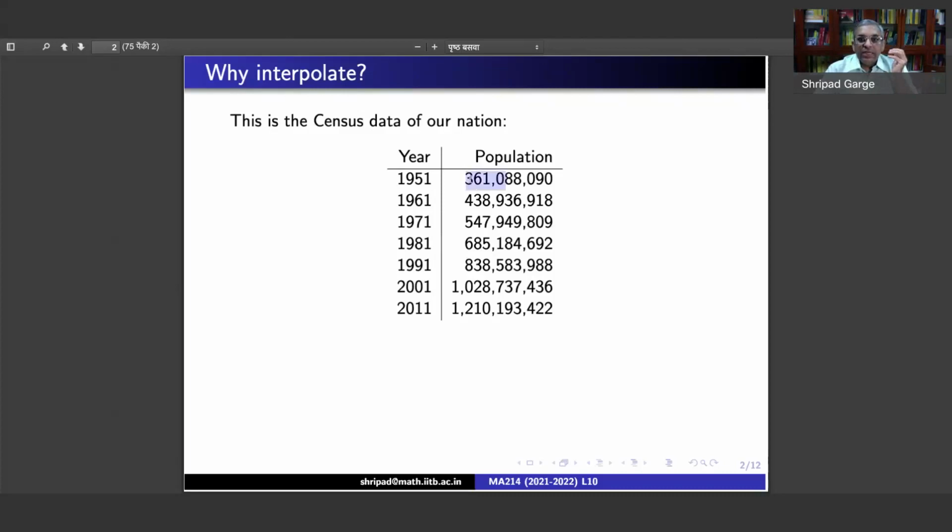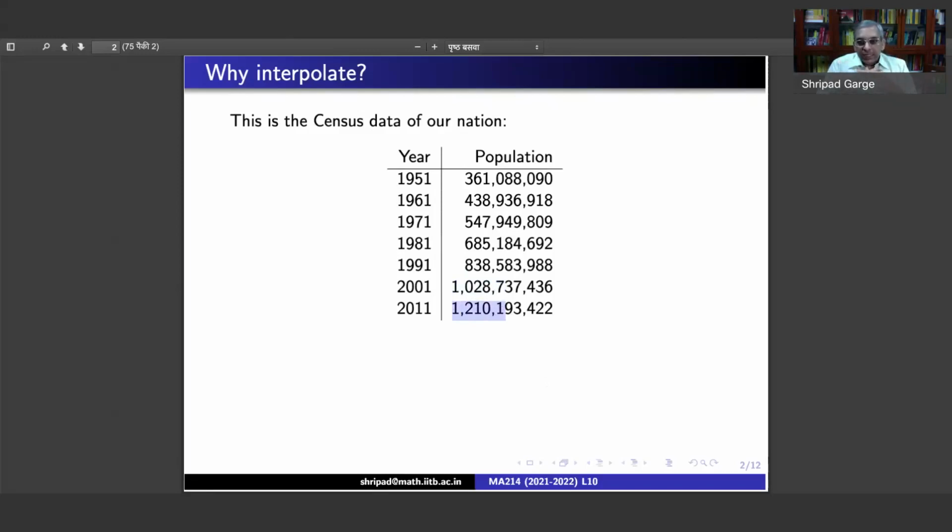For instance, we had 36 crore 10 lakh and 88,000 in 1951. You may say 36 crore 11 lakh almost, and that went to 83 crore 86 lakh in 1991. Then we crossed 102 crores in 2001, and 120 crores were crossed in the last census, which is in 2011.